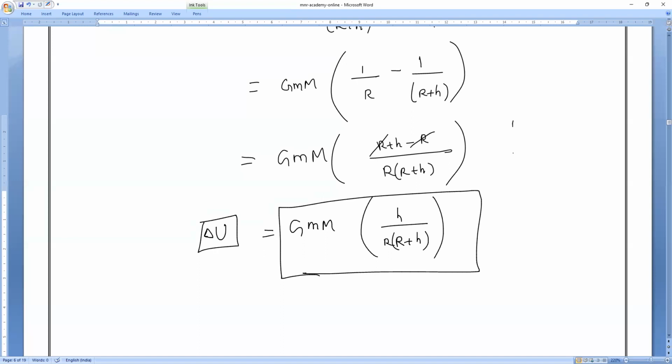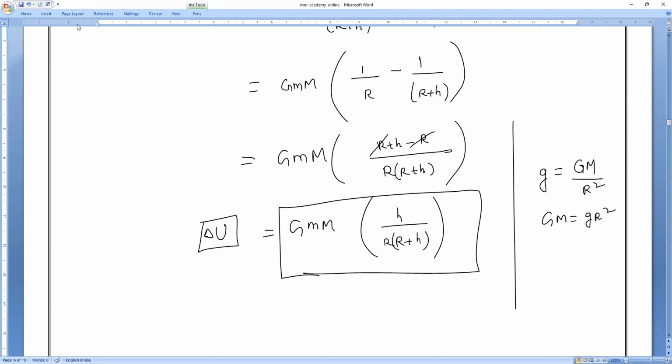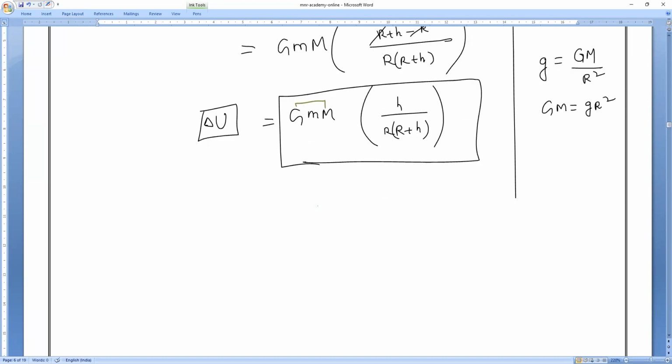Now, we all know from the beginning, what is the small g formula? Anybody can tell? Small g formula: capital G into capital M divided by R square. Am I right? Yes. Now GM is equal to what? Small g into R square. So now, in place of this GM, what can I write? G R square into small m here, H divided by R into R plus H.